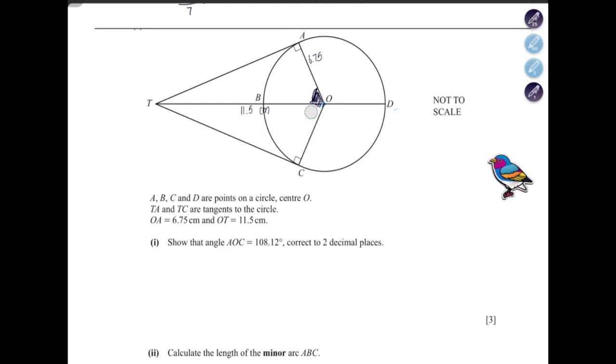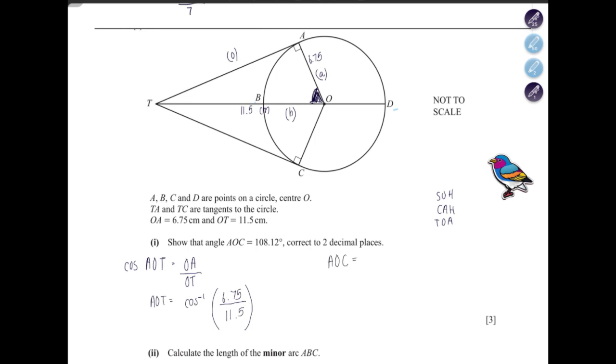And we can find the angle AOT using the SOHCAHTOA rule, because you can see that triangle AOT is a right angle triangle. So TO is our hypotenuse, AT is the opposite side, and this is adjacent. Now we have the hypotenuse and we have the adjacent, so we can use cosine. Cosine AOT is going to be adjacent over hypotenuse, this is going to be 6.75 over 11.5.